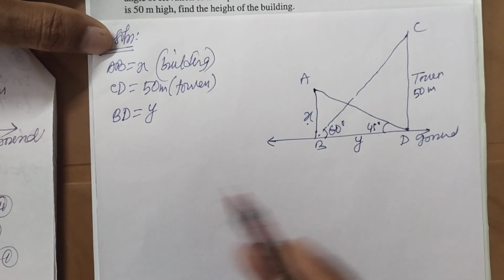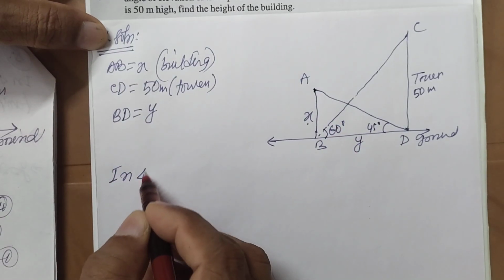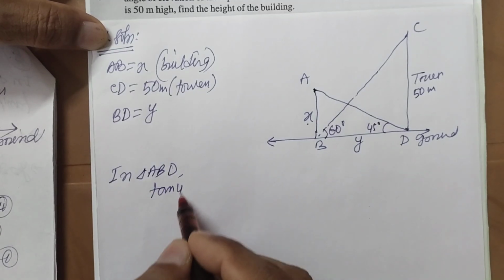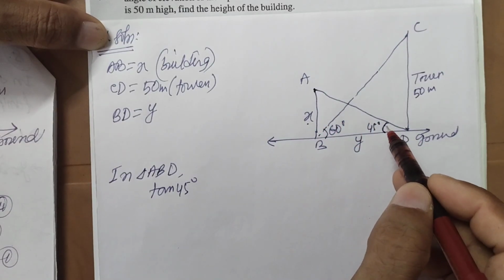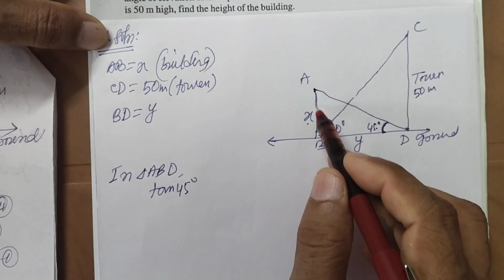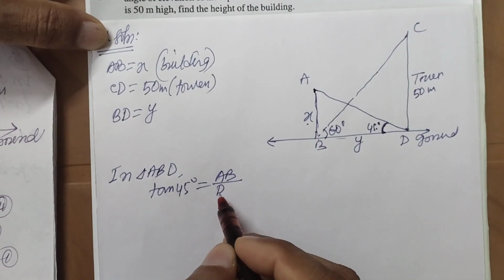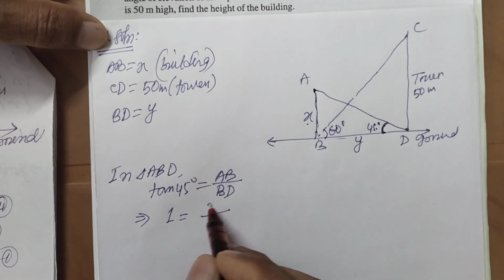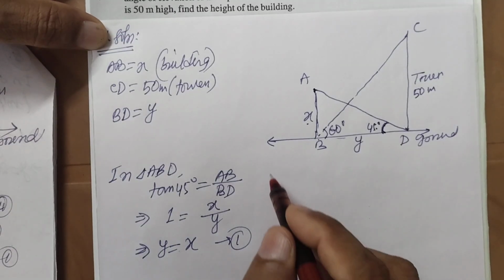So same as before, we will use two triangles, once triangle ABD. In triangle ABD, tan theta, tan 45 degree, this is the angle theta. Tan is perpendicular by base, it is AB by BD. Tan 45 value is 1, AB we don't know, X, and BD we have marked Y, so Y equals X. Mark it equation 1.